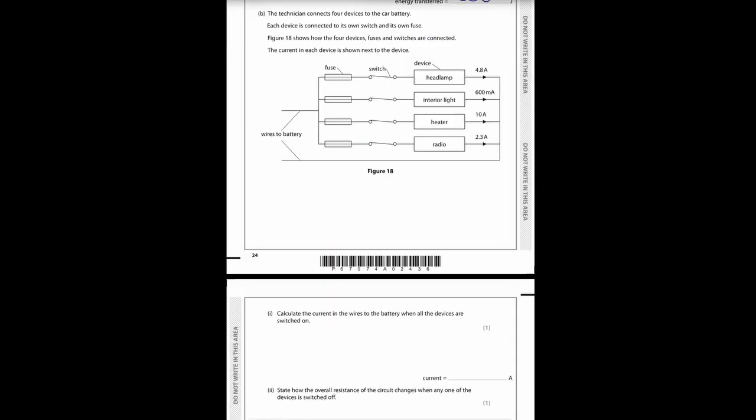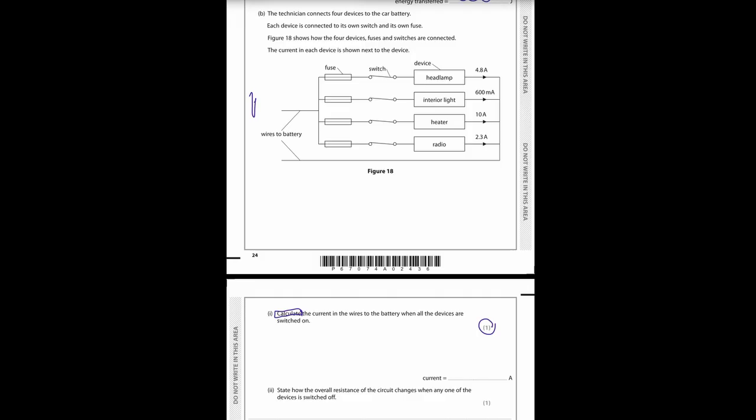Okay, so for this next one, I've got a diagram up here, and I can see that the command word here is calculate. So if it says calculate, there's going to be a formula. I'll have to use some kind of formula, obviously. And it says calculate the current in the wires to the battery when all devices are switched on. So this could be a bit confusing because I'm thinking, oh no, how am I supposed to know this? Well, actually, it's a 1 mark question, so that's already given me an indication it's pretty easy.